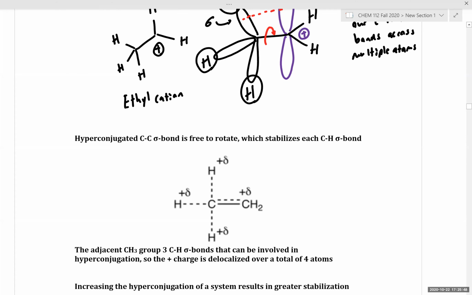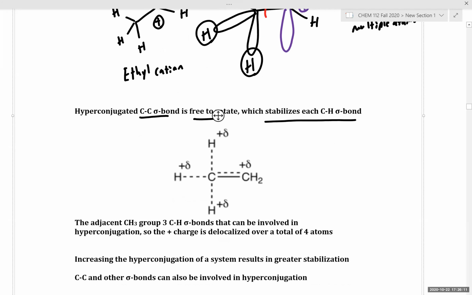So, in effect, because the hyperconjugated carbon-carbon sigma bond is free to rotate, we can in turn engage in hyperconjugation with each of our carbon-hydrogen sigma bonds. So in effect, we are delocalizing our cationic character and delocalizing our electron density over multiple atoms, similar to what we've seen for resonance effects. So this positive charge is now delocalized over our 4 atoms that are participating in hyperconjugation and orbital overlap.